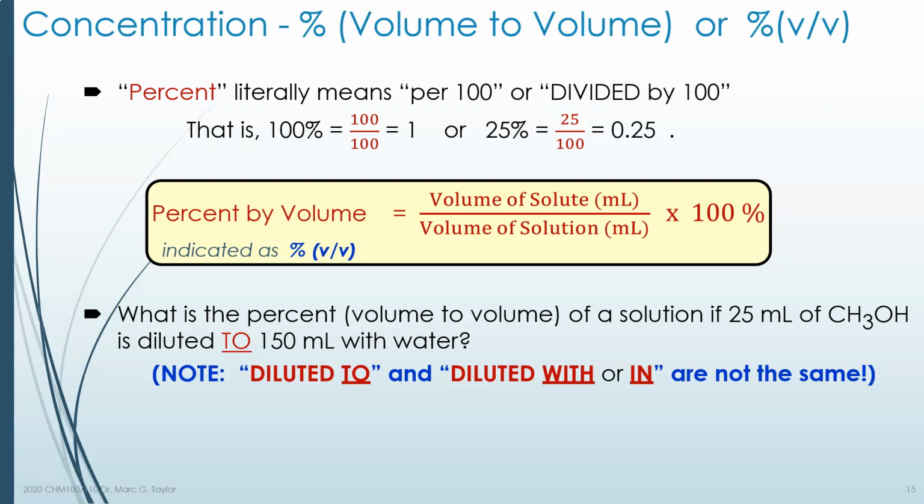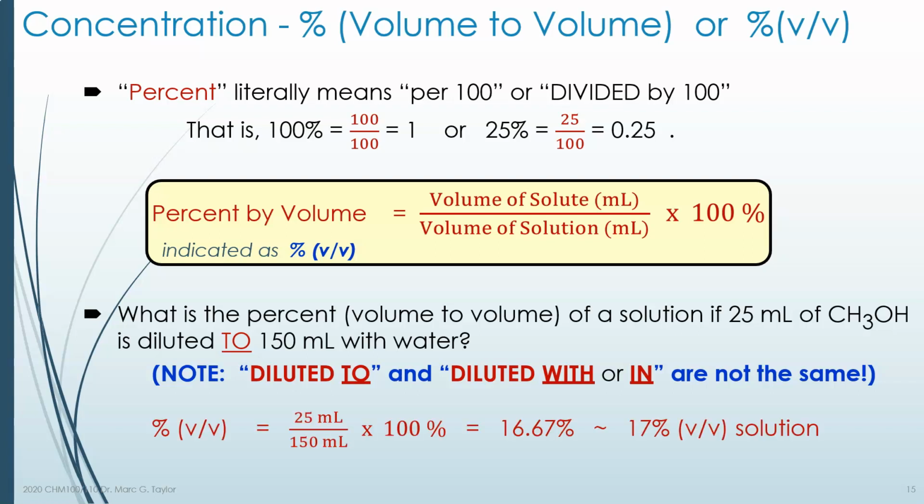So when you say diluted to, that means the final volume is 150 mils, and you got that by adding whatever water you needed to add to get to 150 mils. So that's telling you 150 mils is the total volume, not the volume of water, it's everything. It's the water and the methanol together, whereas the methanol alone is the 25 mils that's stated in the beginning of the problem.